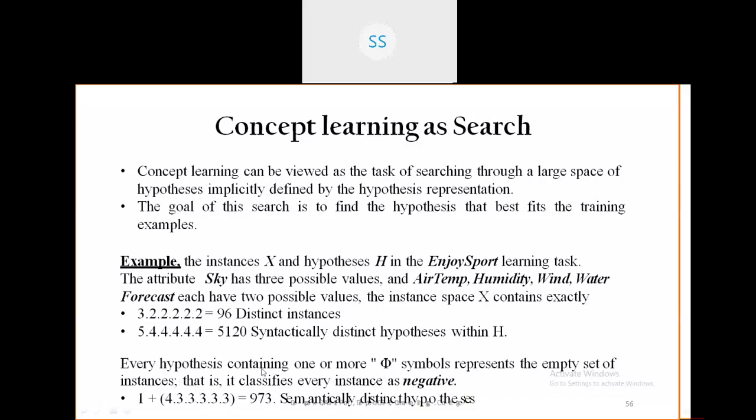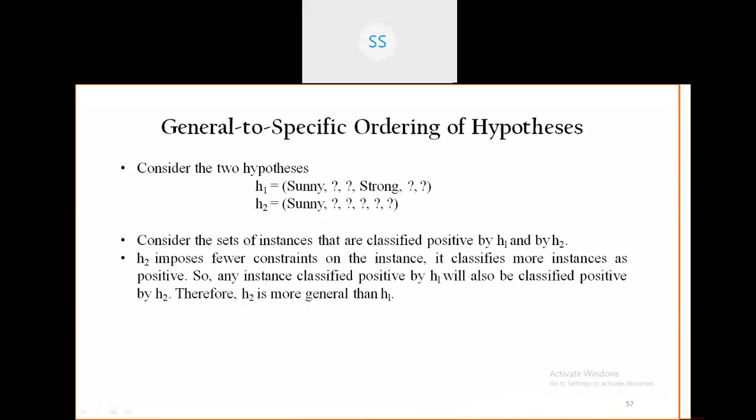It classifies this one as negative. That's why we'll omit or remove that one. That's why with that one I can have only 973 syntactically distinct hypotheses. We can classify, or we are going to have only 973 syntactically distinct hypotheses. And now, the general to specific ordering of the hypothesis: how to go from general to specific ordering of the hypothesis.